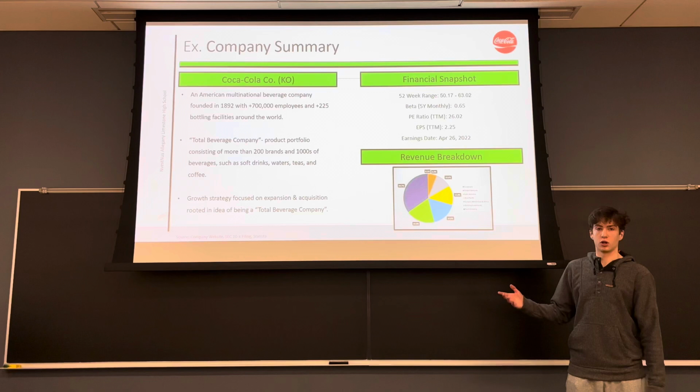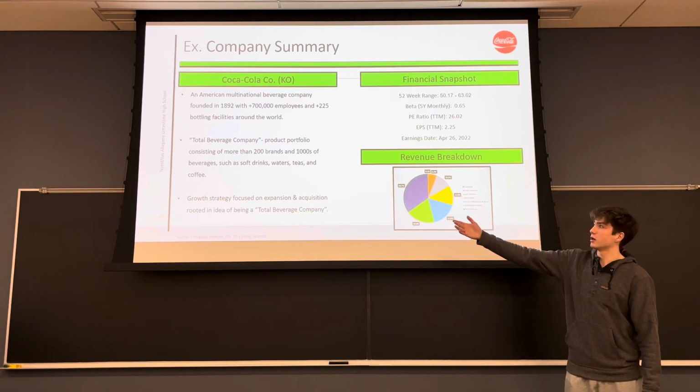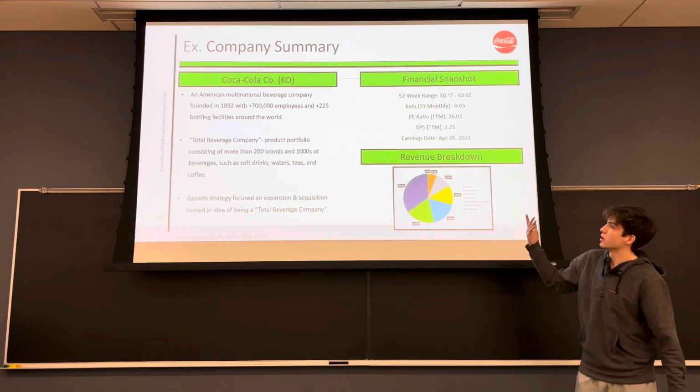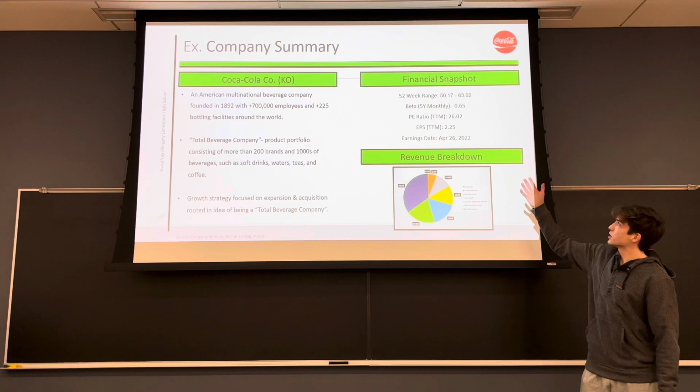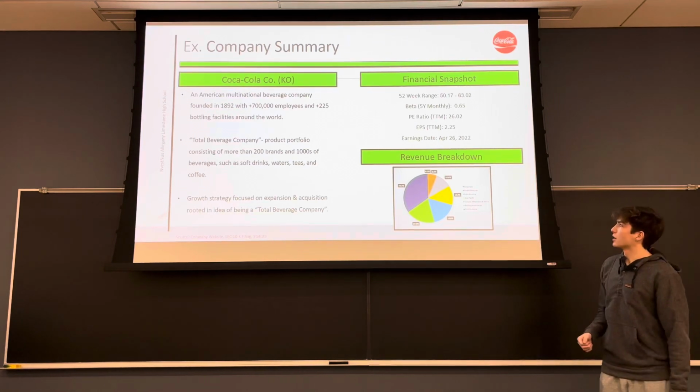So this is an example of what it would look like for our company, Coca-Cola here. Again, on the left, just explaining what the company is. It's a beverage company, founded in 1892. The financial snapshot goes over the stock price, the beta, and all the ratios we talked about. And then lastly, the revenue breakdown.